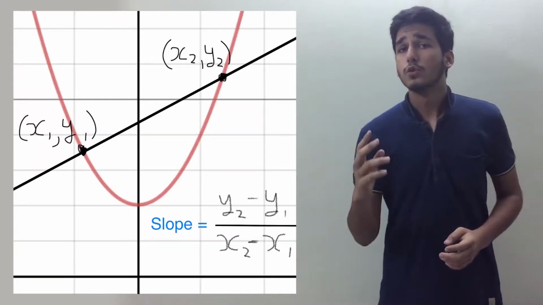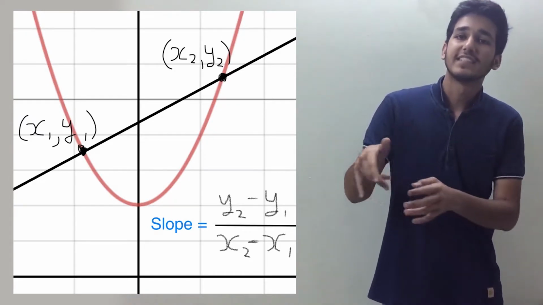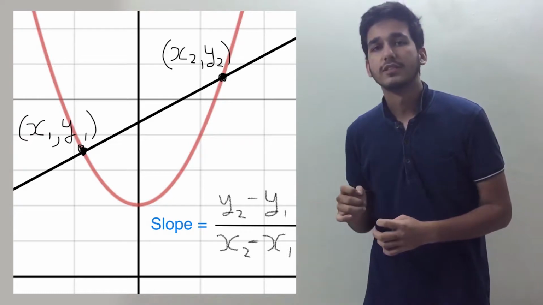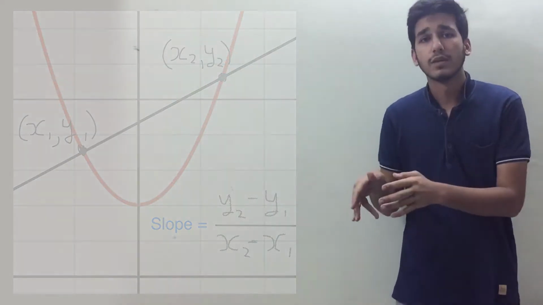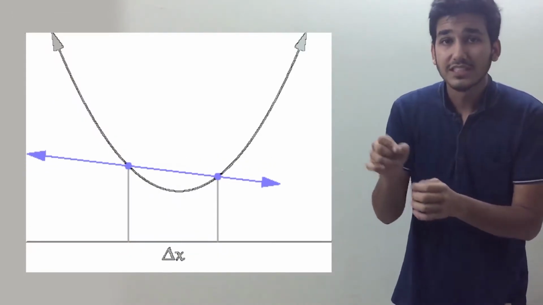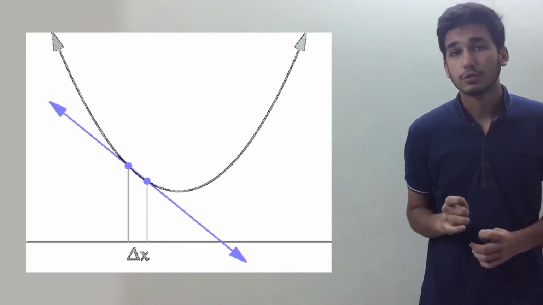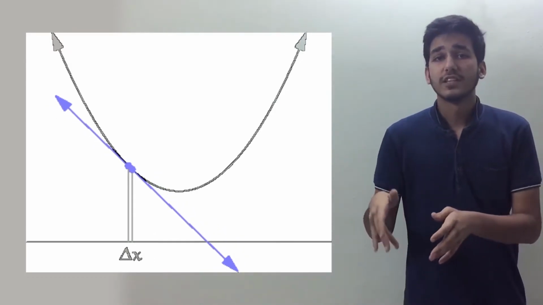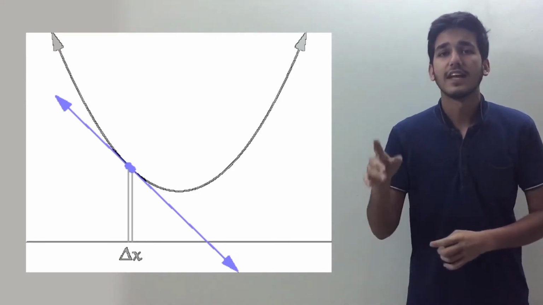Okay, let's say there are 2 points on a function. We know (y2 minus y1) over (x2 minus x1) denotes the slope of the line joining those 2 points. Now the limit of (y2 minus y1) over (x2 minus x1) as x2 approaches x1 denotes the derivative of that function at x1. In other words, the derivative of a function at a point denotes the slope of the tangent to that function at that point.